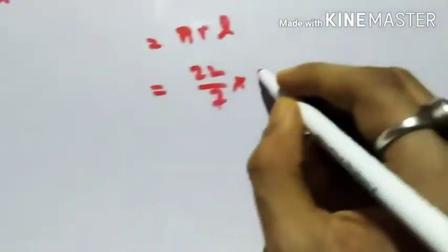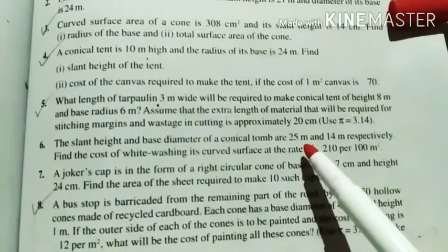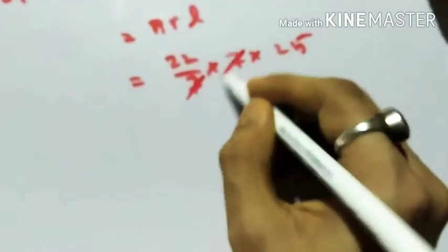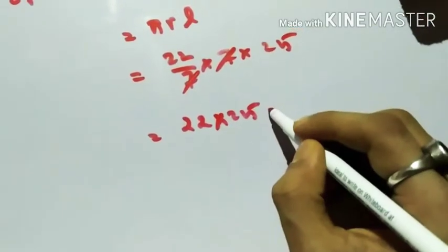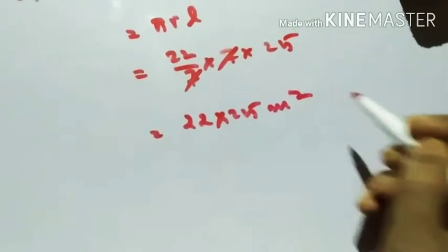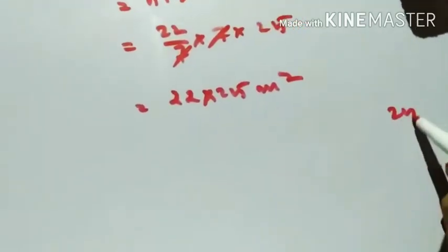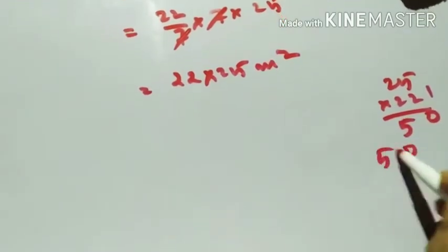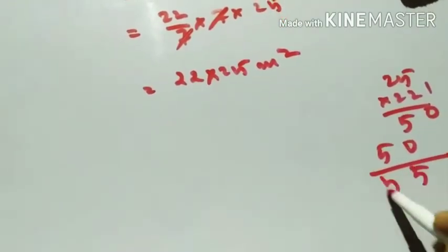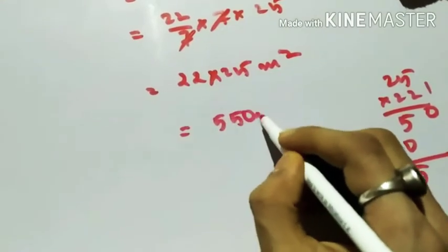Yes, so radius will be 7 into slant height. Slant height it is given as 25 meter. Okay, so into 25, so 7 7 cut, 22 into 25 meter square. Yes, 22 into 25 meter square. So 25 into 22, 5 twos are 10, 2 fives are 10, 4 5 is equal to, I will get 550 meter square.